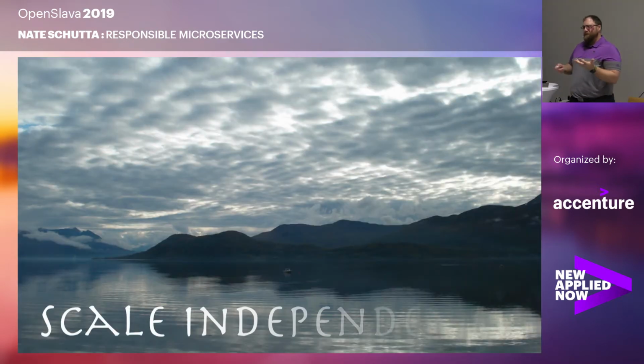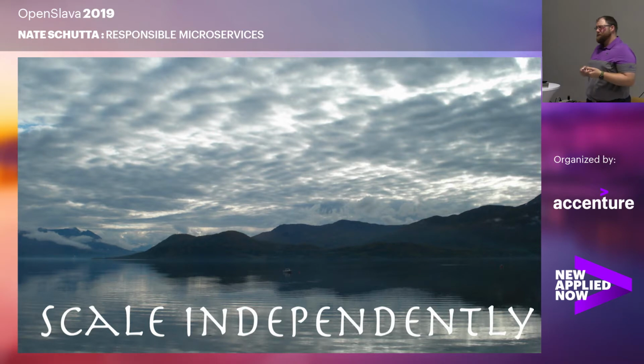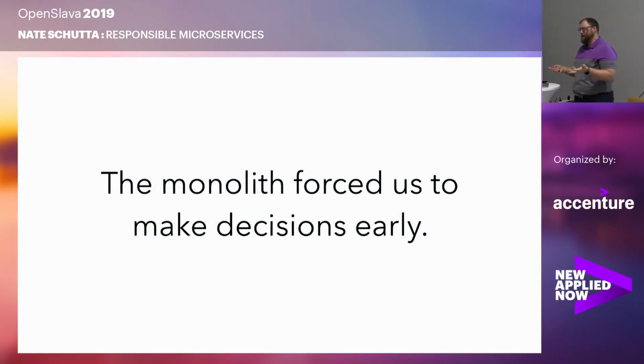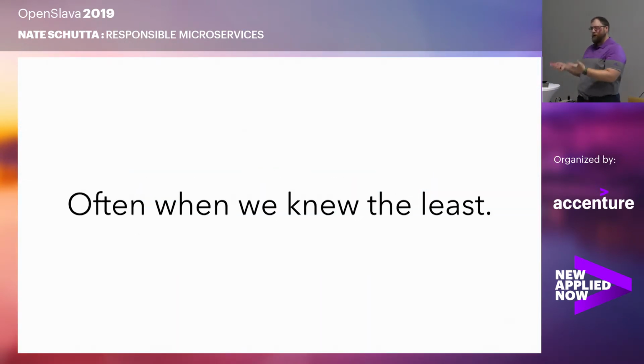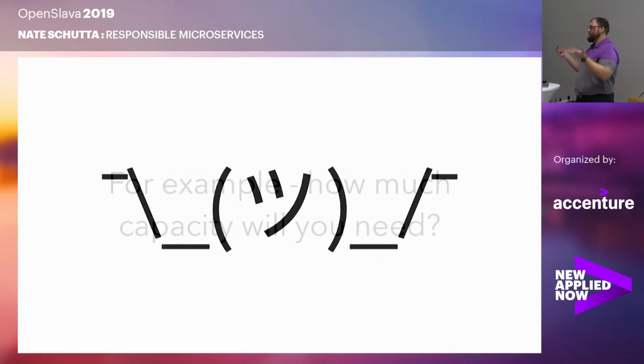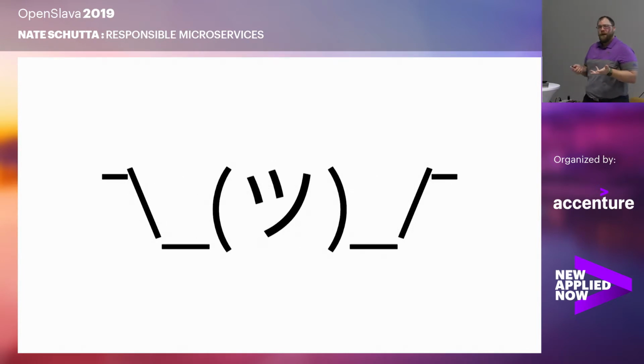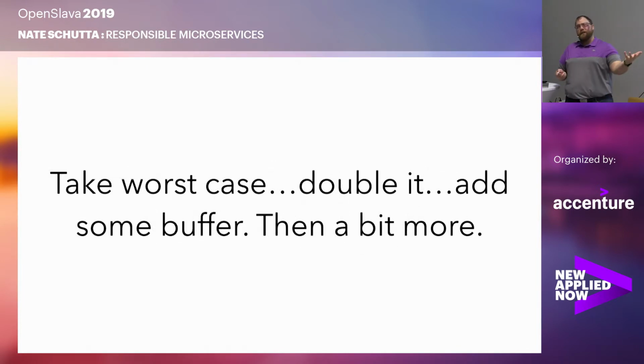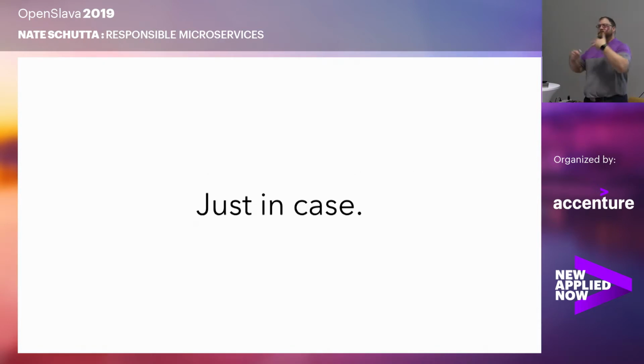We need to think about independent scalability. This is one of the important wins we get with microservices. If you think about the monolith, we had to make decisions very, very early, often when we knew almost nothing. So how much capacity do you think you're going to need? The only legitimate answer we could give is, I have no idea. And so we would take our worst case and we would double it, and then we'd add some more, and then we'd double it again just in case, because it was really hard to get capacity later.